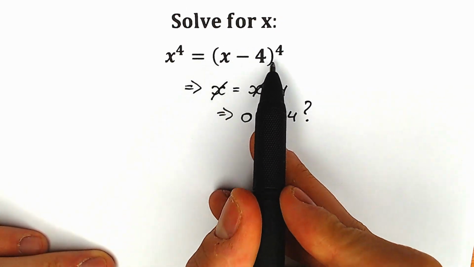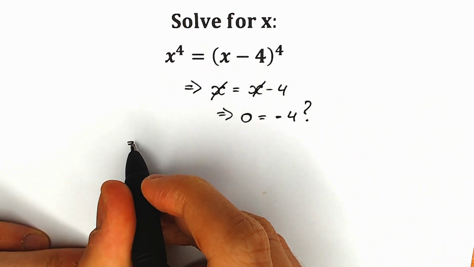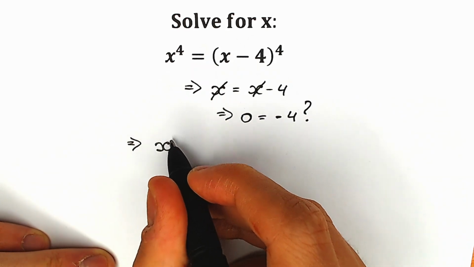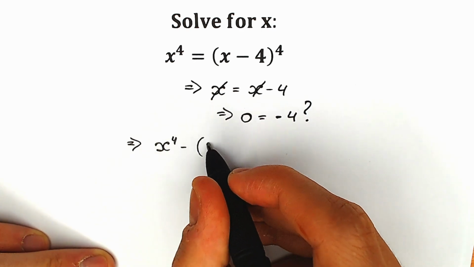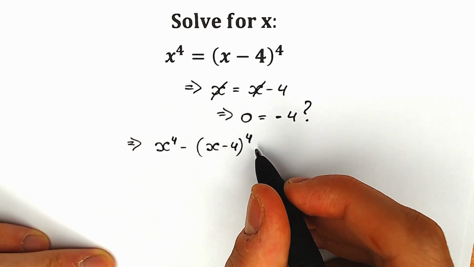So first of all, let's bring this expression from the right side to the left side with the negative sign. Let's do this right now. As a result we have x to the fourth minus (x minus 4) to the fourth equal to 0.